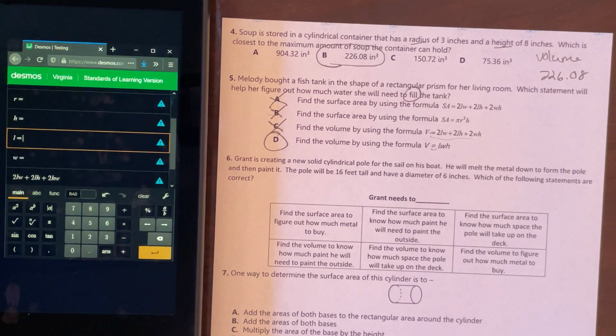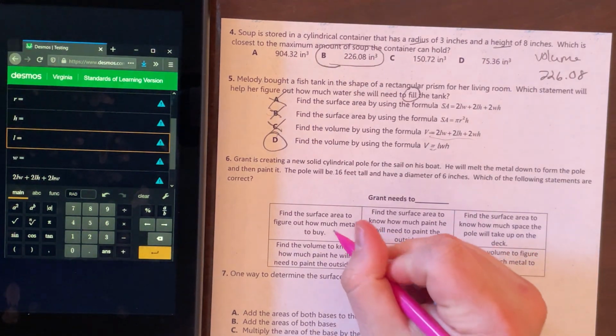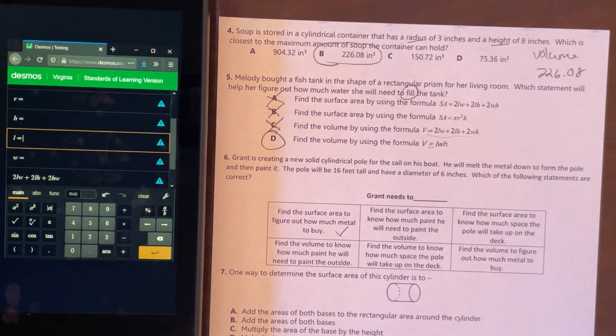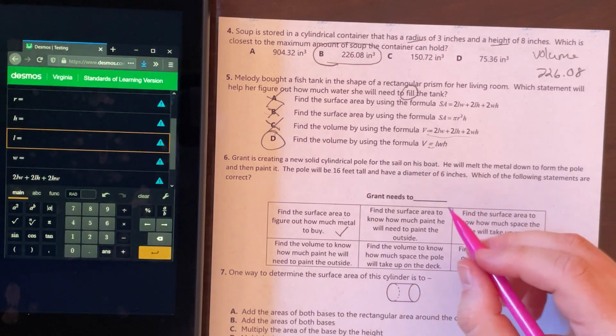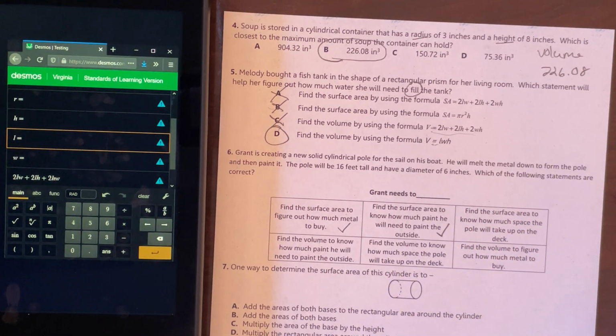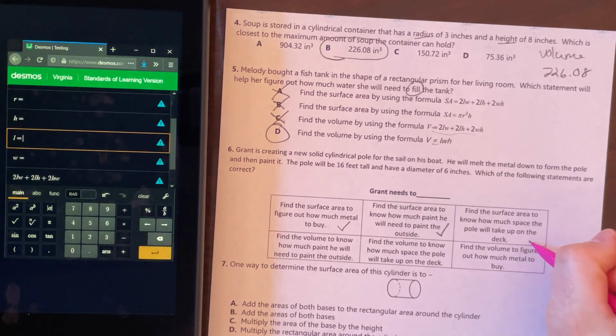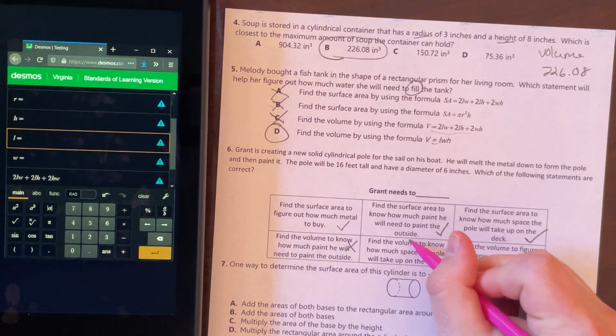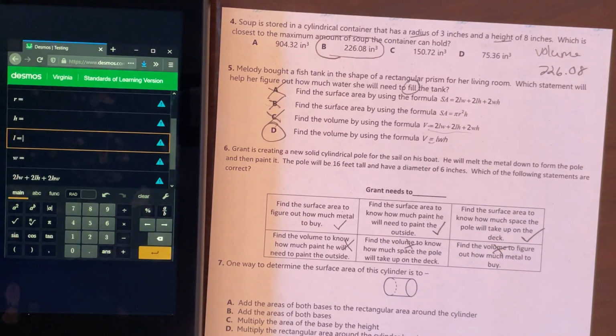So let me double check and make sure I have those values in here. So we'd say, all right, he needs to figure out the surface area to figure out how much metal to buy. That makes sense to me. He has to figure out the surface area to know how much to paint, and he would need to find the surface area of how much space it would take up on the deck. However, with the others, he wouldn't need to know for that.